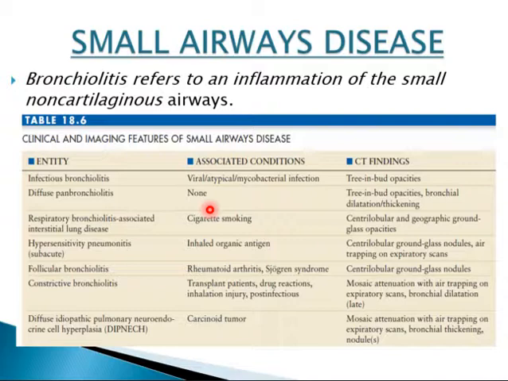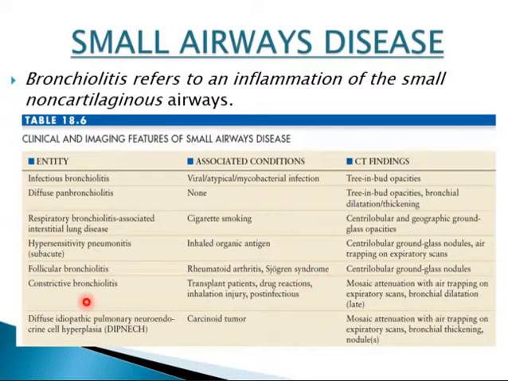Respiratory bronchiolitis associated with interstitial lung disease, usually associated with smoking, shows centrilobular ground glass opacities. Hypersensitivity pneumonitis may be caused by inhaled organic antigen, and shows centrilobular ground glass nodules and air trapping on expiratory scans. Follicular bronchiolitis is seen in rheumatoid arthritis and Sjogren disease.